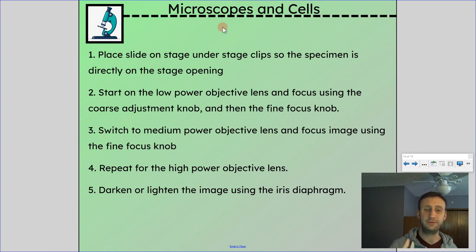Switch the objective lens with a revolving nose piece to medium power. Use your fine focus, get it in focus again. Once you've gotten it in focus, then you go to high power, fine focus knob till you have it in focus, and then you're good. Use the iris diaphragm to adjust the light until you're getting just a bit of contrast. So it's bright, but it starts to dim just a bit, and then you can see the most detail at that point.